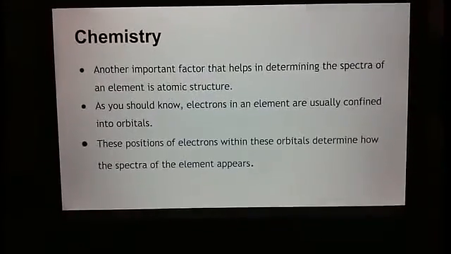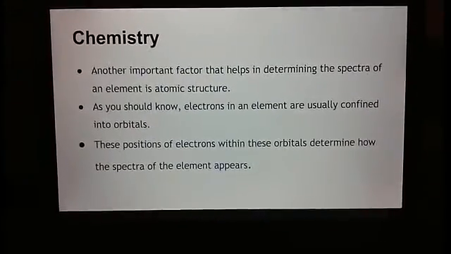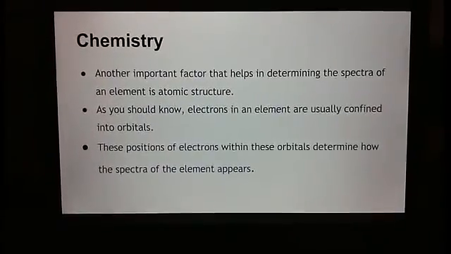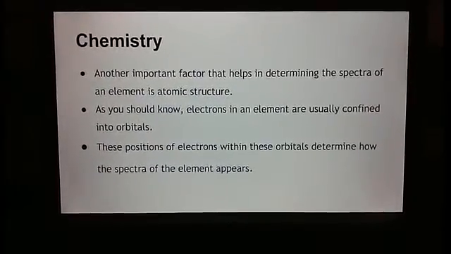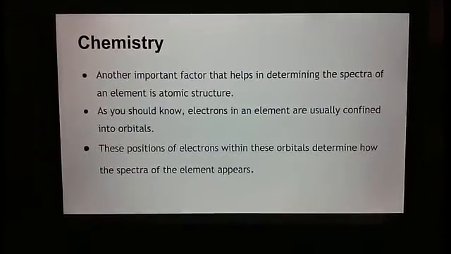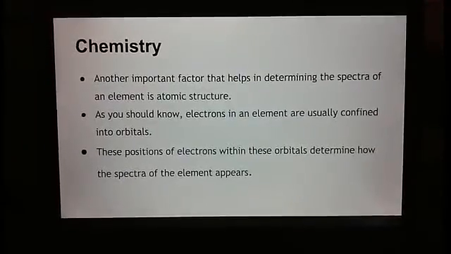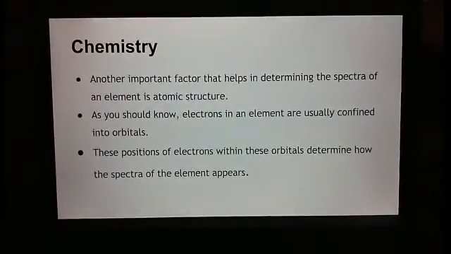Another important factor that helps in determining the spectra of an element is atomic structure. As you should know already, electrons in an element are usually confined into orbitals. These positions of electrons within these orbitals determine how the spectra of the element appears when measured on a spectrograph.